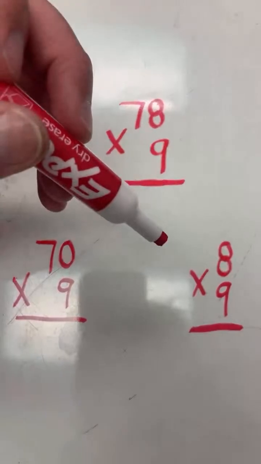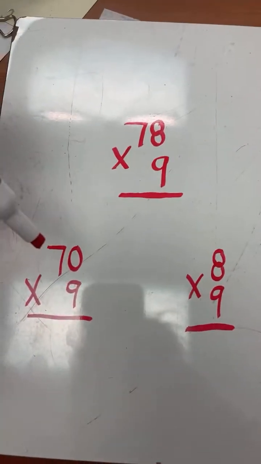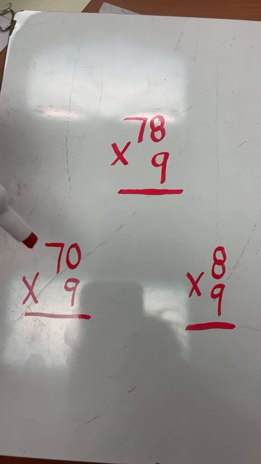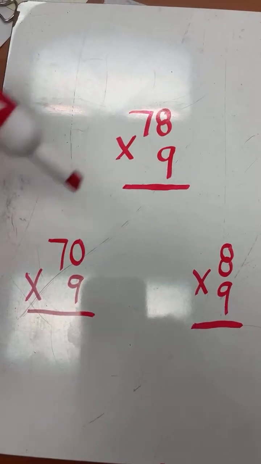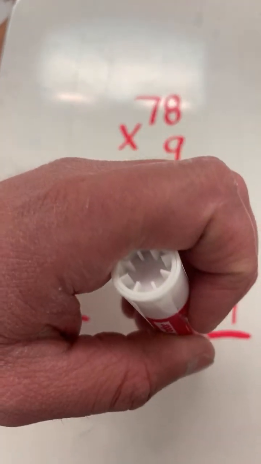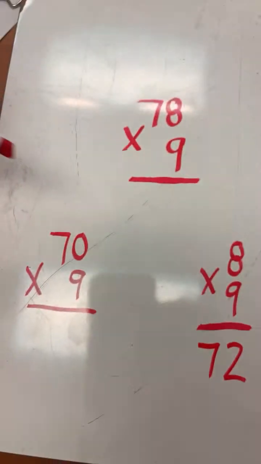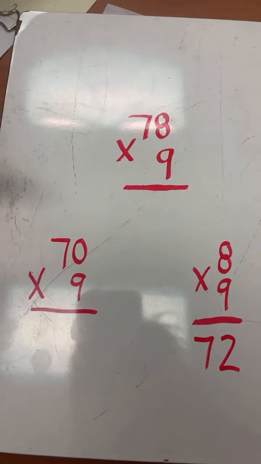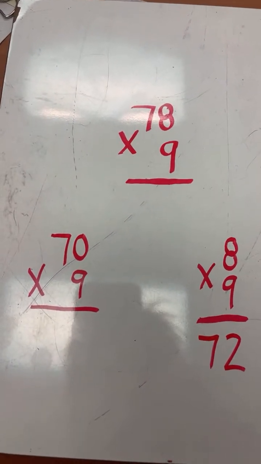So we're going to multiply 8 times 9. We're going to multiply 70 times 9. And our two answers, we're going to add those two answers together to get our final answer. So step 1, 8 times 9 equals 72. 70 times 9, it looks tricky, but very simple trick.